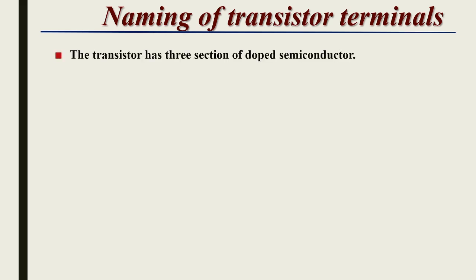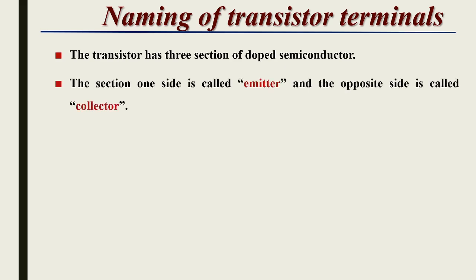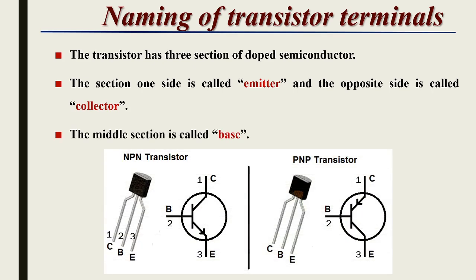Naming of transistor terminals. The transistor has three sections of doped semiconductor. The section on one side is called the emitter and the opposite side is called the collector, and the middle section is called the base. So here the NPN and PNP transistors are given. These are the real appearance of these transistors. It has three terminals, collector, base, emitter, and these are the pin numbers of this transistor. 1 is collector, 2 is base, and 3 is emitter. So these are the terminals of the transistor.